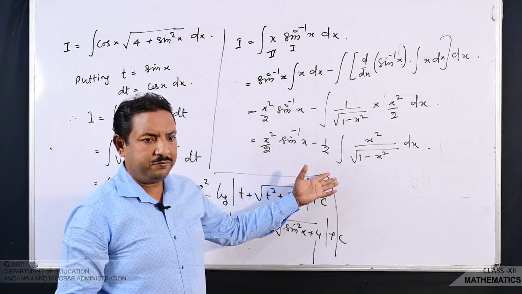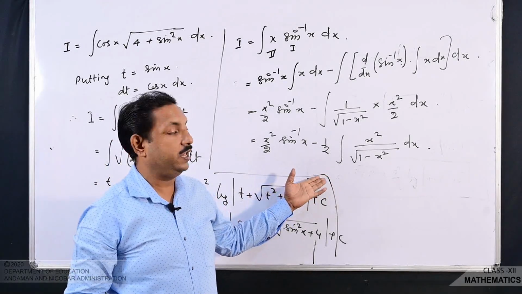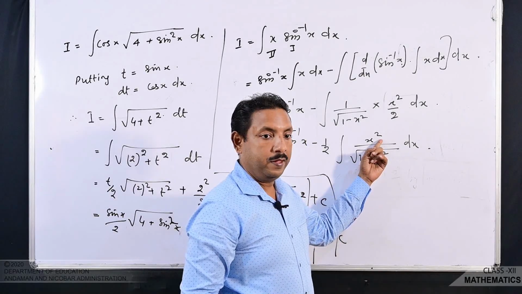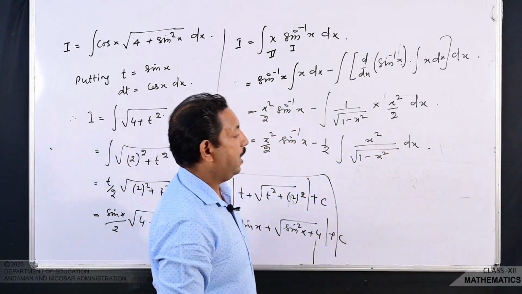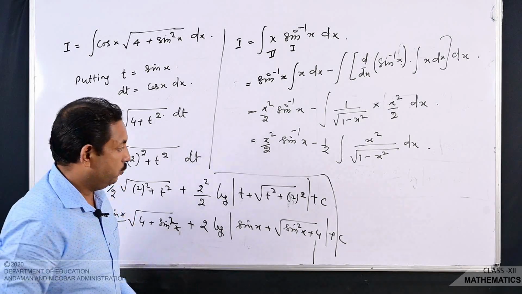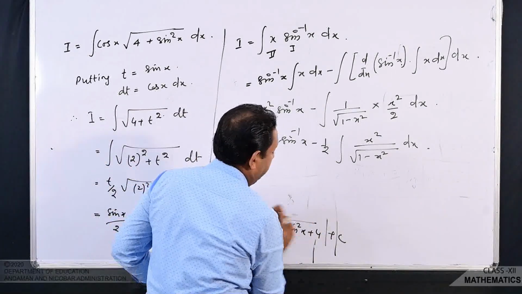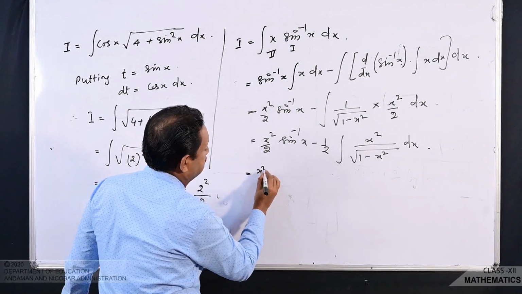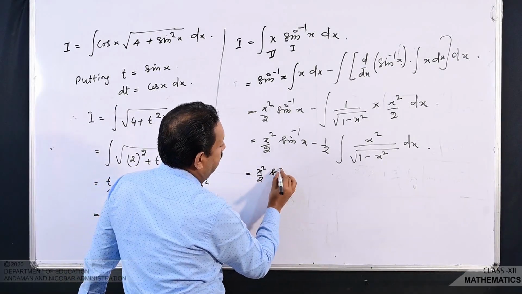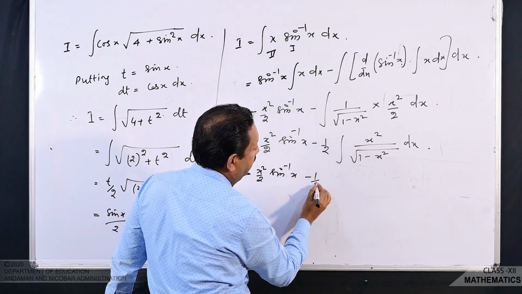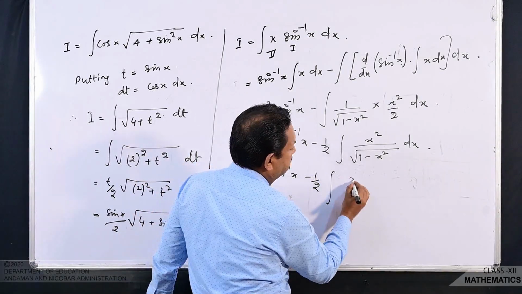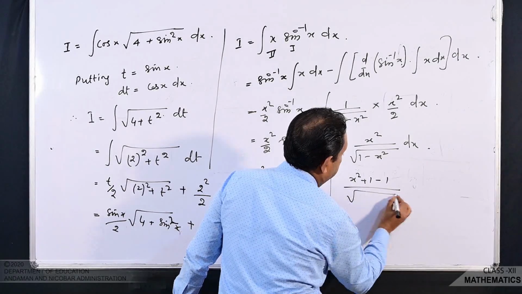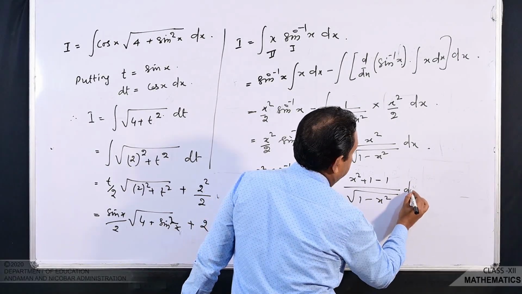This is somewhat the same thing we have proved in the earlier case. So, you need to make some adjustment here, that means you have to add plus 1 and minus 1. So, if you add plus 1 and minus 1 here, this is equal to x square by 2 sin inverse of x minus 1 by 2, and I put x square plus 1 minus 1 upon root under 1 minus x square dx.